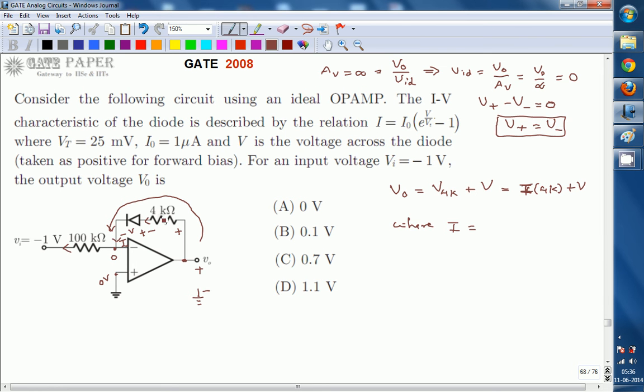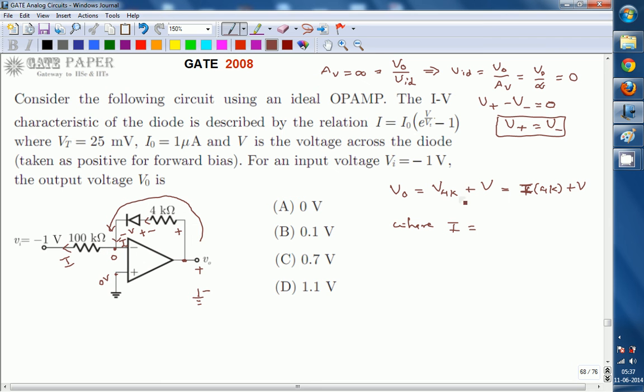Because the current coming from this feedback branch won't go into the input terminals of the operational amplifier. It never enters the inverting terminal of the op amp because of infinite input impedance. An ideal op amp has infinite input impedance, which implies zero input currents. So no current is taken by the input terminals, and the entire current flowing through the 4 kilo ohms and the diode also flows through this 100 kilo ohms. So if you calculate the current through the 100 kilo ohms, that is the current flowing through the 4 kilo ohms.